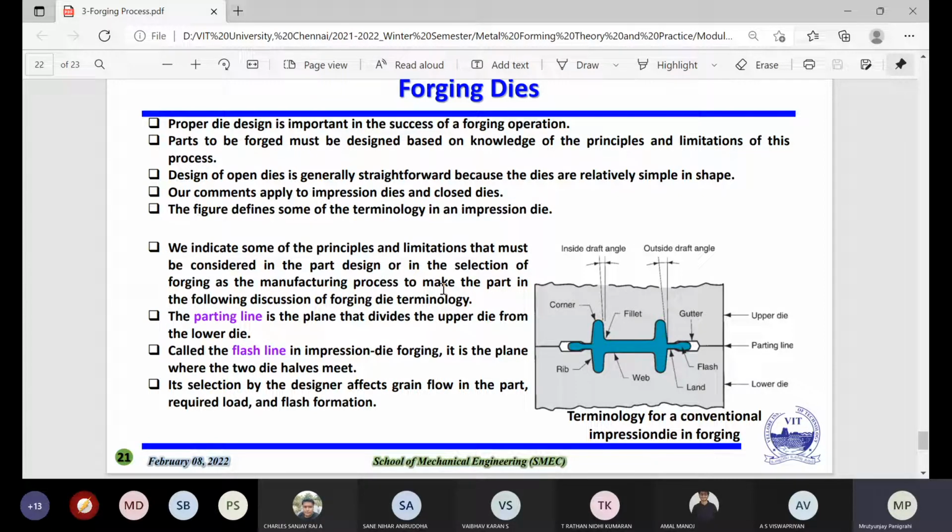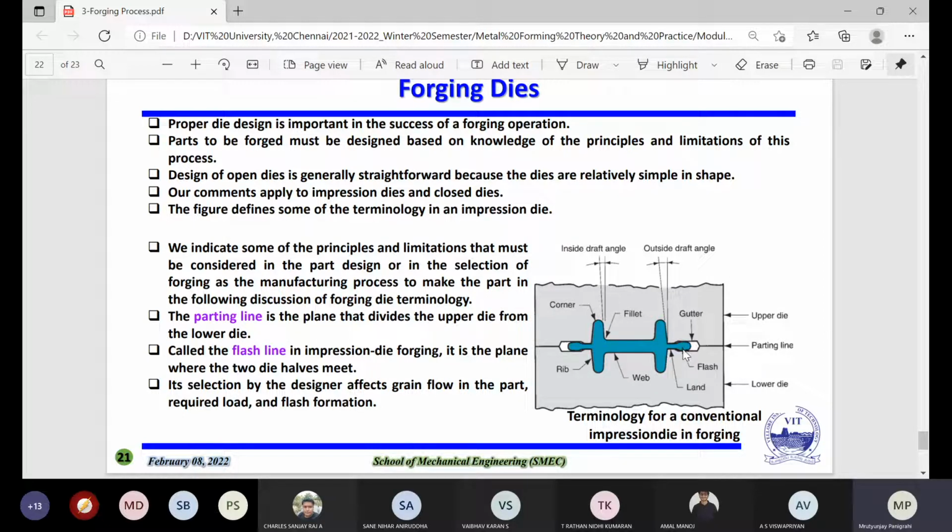For example, when we expect a cyclone or something, we are thinking that this can happen, so we prepare in the beginning. Similarly here, you have to think that if we are putting magnesium metal or titanium metal, this kind of problem can occur. Here you can see all the terminology I just mentioned. This part is a rib, this is the corner, this is the fillet, this is the web, and these are the flash.